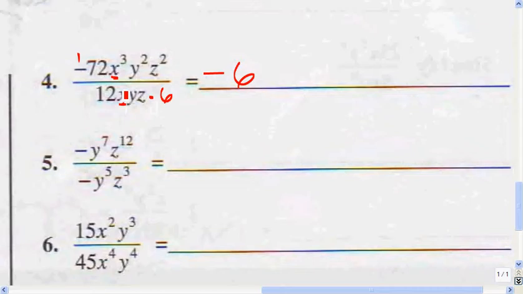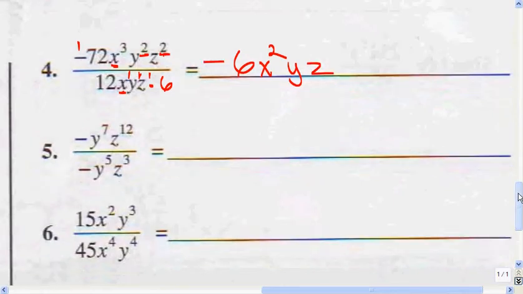Well, 3 minus 1 is x to the second, right? 2 minus 1 is just y to the first. I don't write the 1, I just leave it blank. And 2 minus 1 is just z. I don't write the 1, I leave it blank because it's understood to be there.